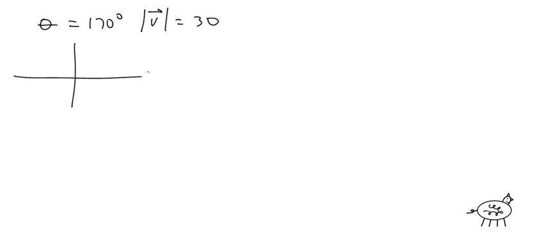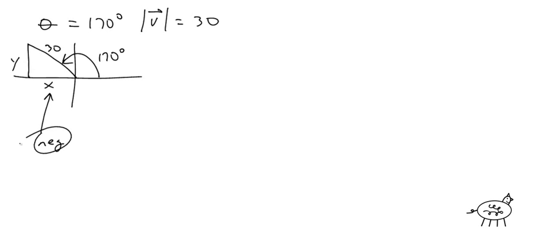Let's do one that's not quite as friendly. Theta is equal to 170 degrees, and the magnitude of V is equal to 30. So again, if I sketch that, this is definitely not to scale, but that's okay. It's 170 degrees, and this is 30. That's your vector V. Here's your y component, here's your x component. Now you're looking at it and going, oh, wait a second, isn't this x going to be negative? Yeah, it is, but it's all going to work out for us.